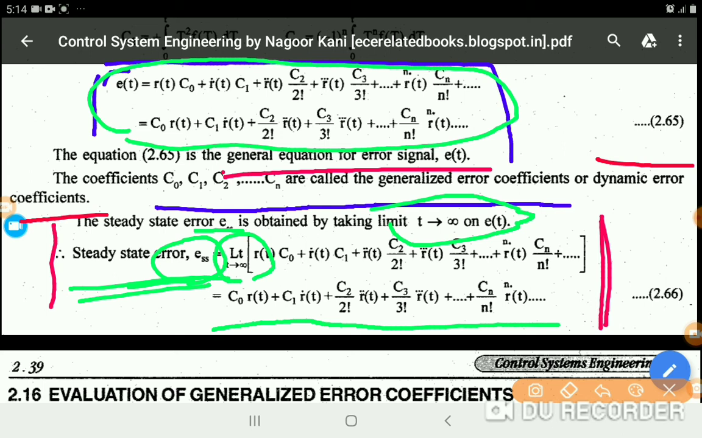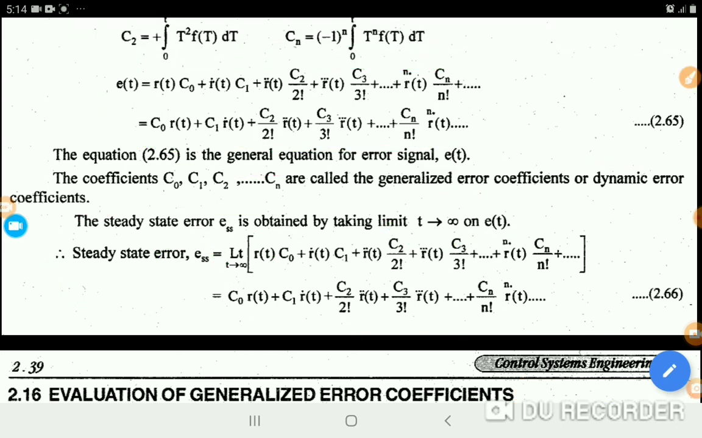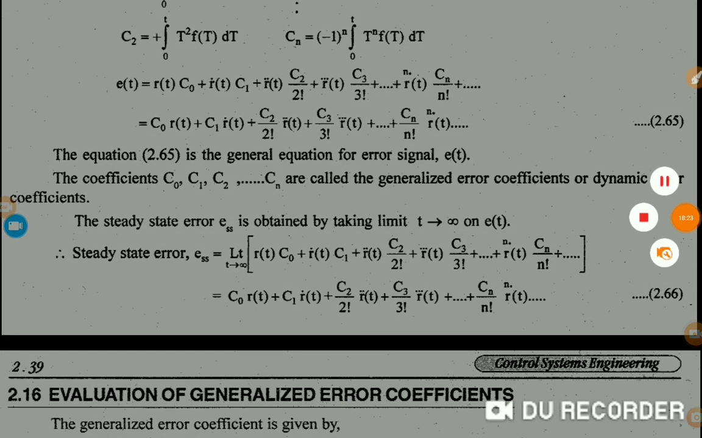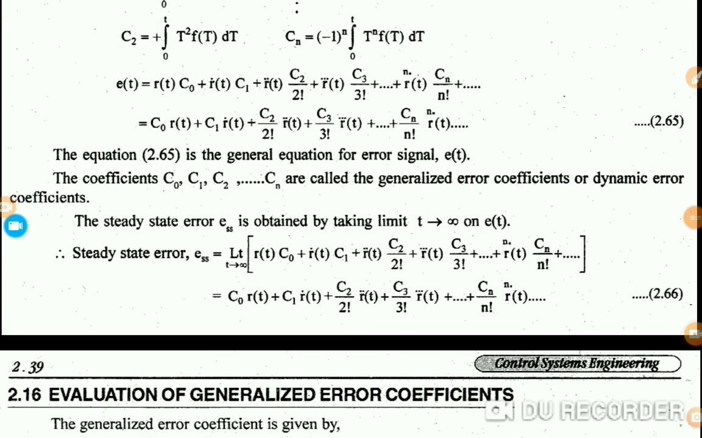So students, in this video I explained to you the generalized error coefficients of time domain response, unit number 2. Go through the video carefully. It's a somewhat lengthy derivation. It is easier for you to understand while viewing this video again and again. Thank you students. In the next class I will explain the evaluation of generalized error coefficients for your understanding.